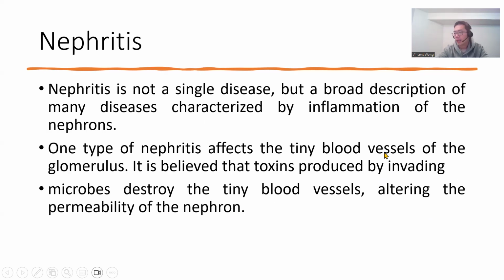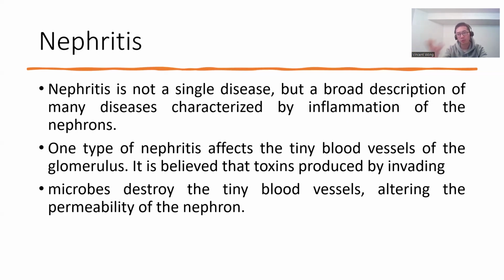Last slide. Nephritis. Itis is inflammation. This is the inflammation of the nephron. And it's not a single thing. Nephritis can be a result of other complications that are happening in the body. But in this case, when the nephron is inflamed, the glomerulus becomes even more leaky. And when it's more leaky, things that are not supposed to get filtered out start to get filtered out. So protein is going to show up in the urine.